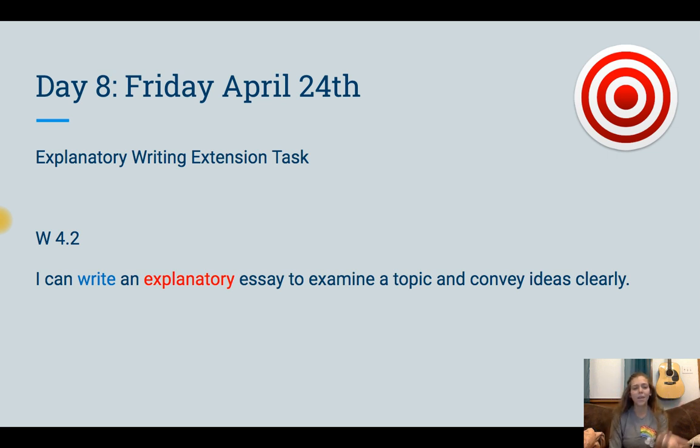Mirrors off. Okay. So obviously we know what it means to write. What's an explanatory essay? What does that mean? And then what do we mean if we're examining a topic? We're just looking at one topic and thinking deeply about it, right? And then conveying ideas. It's like to show ideas. We're trying to explain ideas clearly. Those ideas are going to be our claims that we're going to take when we write. Right? All right, explanatory essay. Think about what that means.